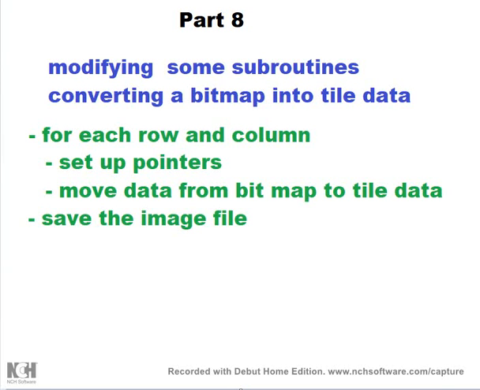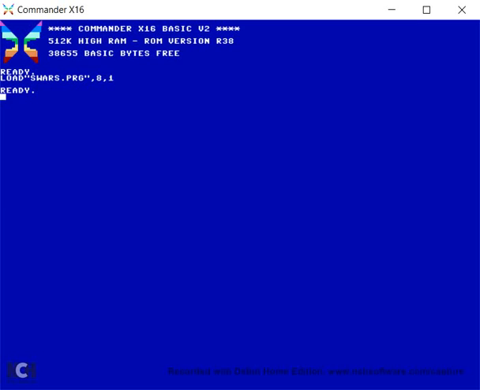But before we get into that, we're going to modify a couple of subroutines and change some labels around. And then we're going to convert a single bitmap into tiled data. So for each row and column of the bitmap, we've got to set up some pointers to point to the destination within our tile map of that data, and then we've got to actually move the data from the bitmap to the tile map. And then once we've done that for each row and column, we can save the image file. So let's get right into it.